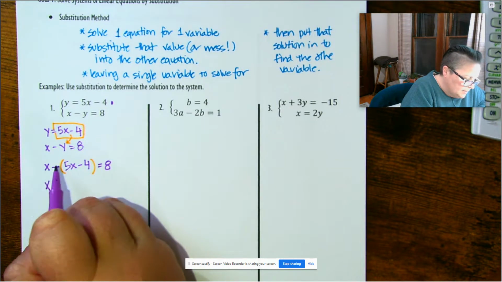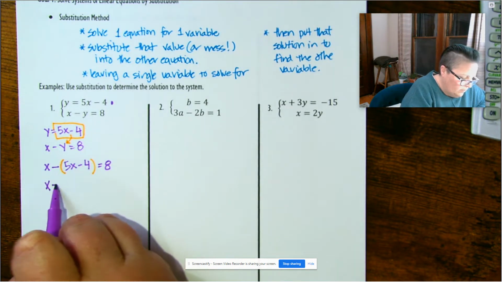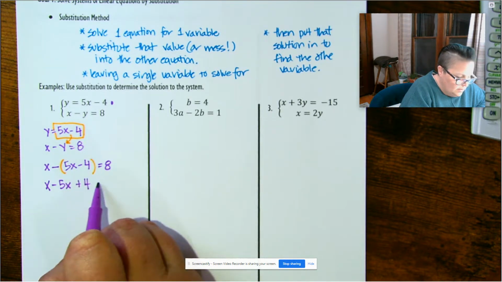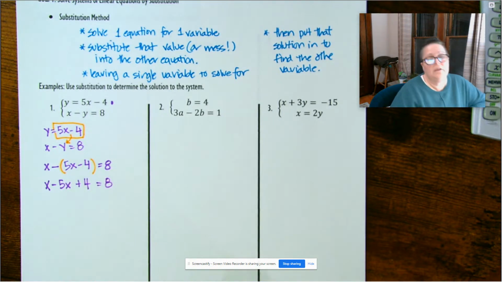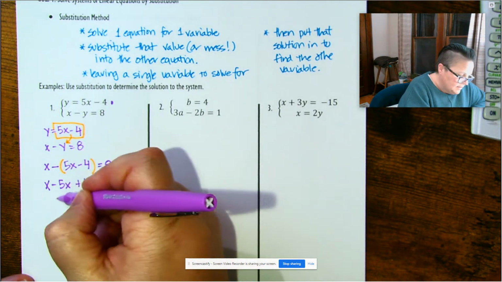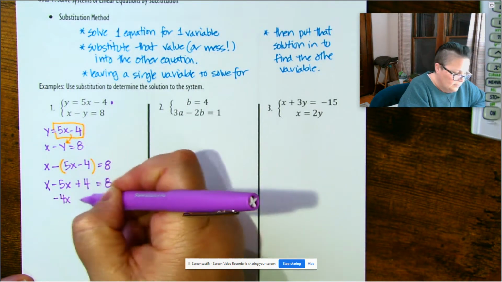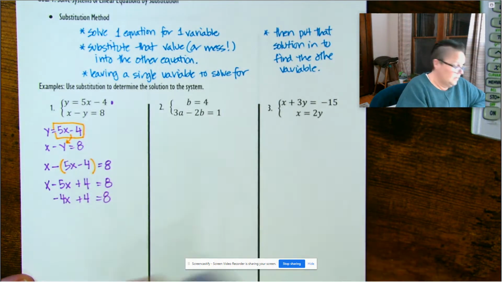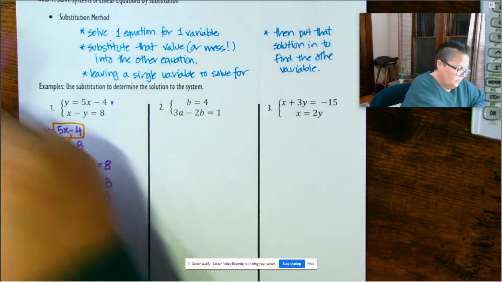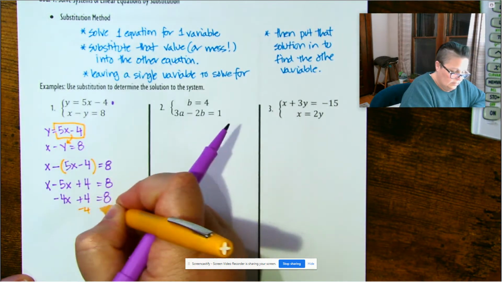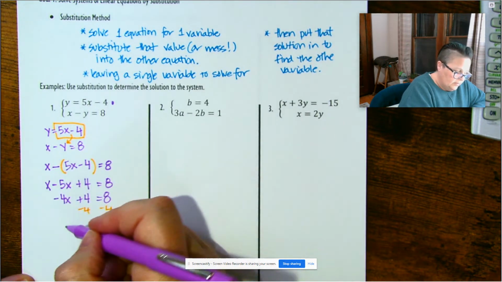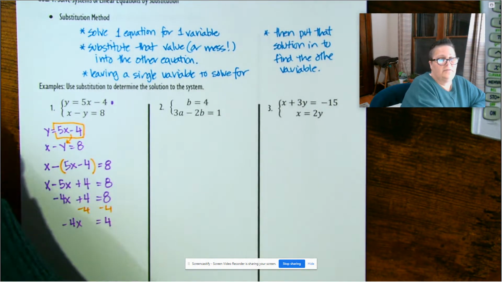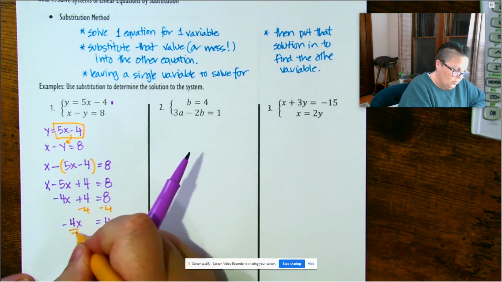So I've got x, distributing the negative, minus 5x, a minus negative is plus 4, equal to 8. I've got x minus 5x. That's going to be a negative 4x plus 4 is equal to 8. Now, I'm going to subtract 4 from both sides, giving me a negative 4x is 4. Dividing both sides by negative 4.